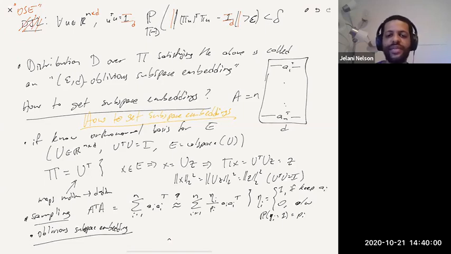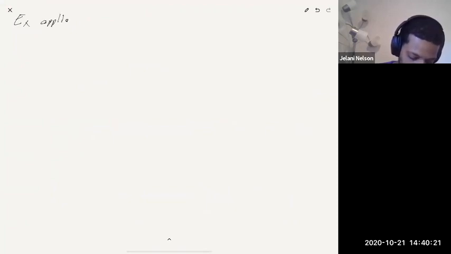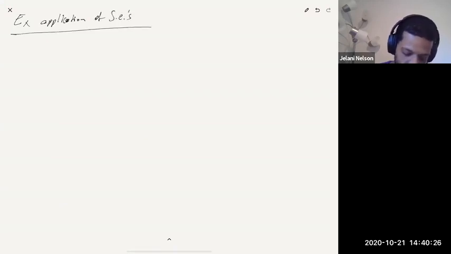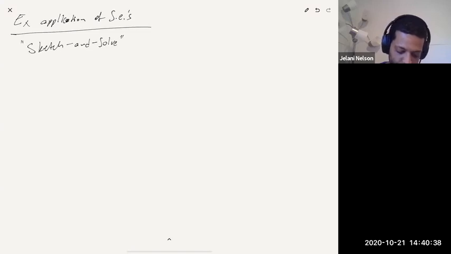But actually, even before I talk about these two, I want to say what OSEs are useful for, because I've said a whole lot about OSEs and subspace embeddings so far without telling you why you should care about them. So let me give you an example application of subspace embeddings. This is called the sketch-and-solve paradigm, due to Sarlós in 2006.